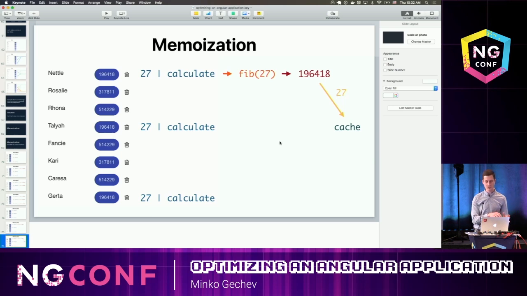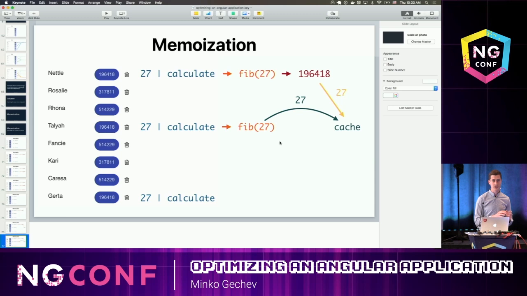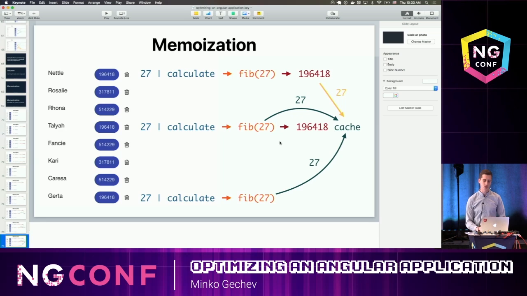arguments of the function in a cache. So we're going to associate the result of the computation with the input, which is 27. So in this cache, 27 is going to be the key, and the value is going to be the result of the computation. The next time when the same thing happens, when we have calculate of 27, we're first going to take a look at the cache. We're going to try to find whether we have 27 there. If we do have 27, we're going to reuse the result from the cache. And the same for the third calculation.